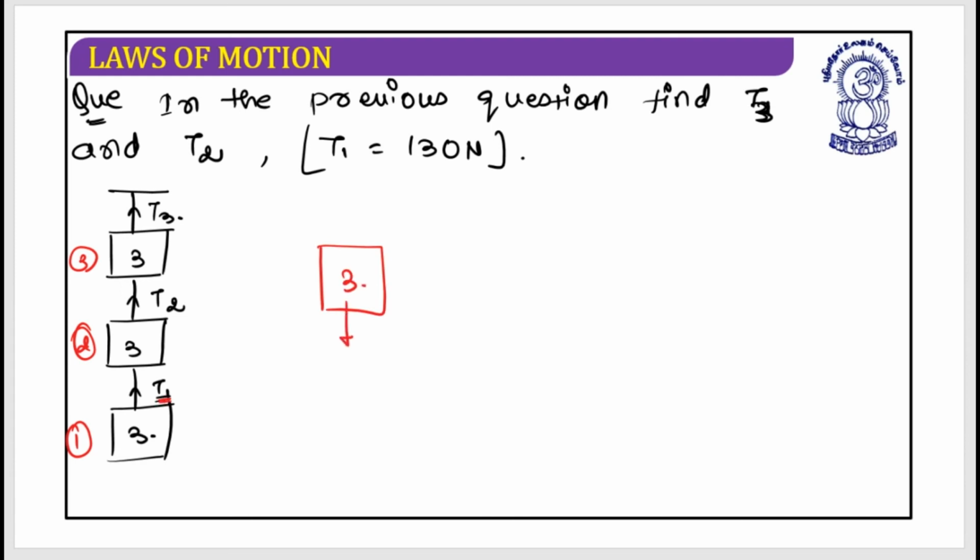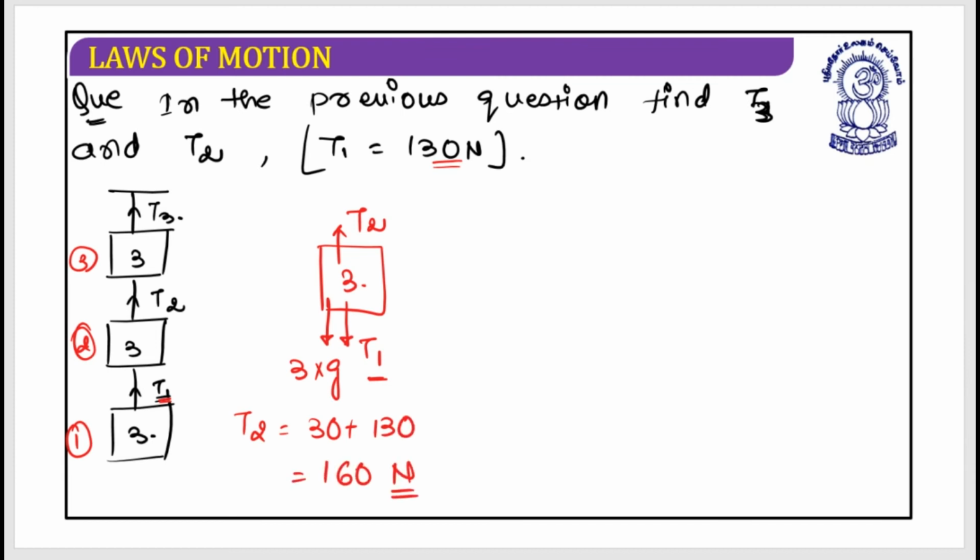Here one of the tensions is acting in the downward direction, that is T1. One of the tensions is acting, that is T2. One more thing, it's M into G, that means we can say it's 3 into G. So T2 would be equal to 3 into G, that is 30, plus T1. T1 would be 130 Newton. So this is equal to 30 plus 130. It's 160 Newton. I hope these things are clear.